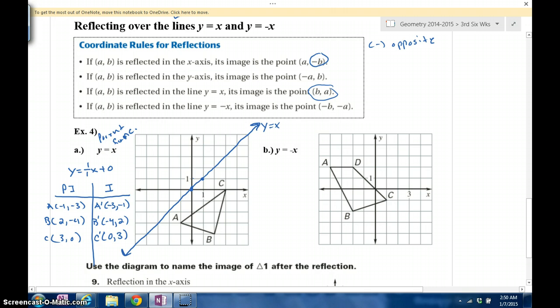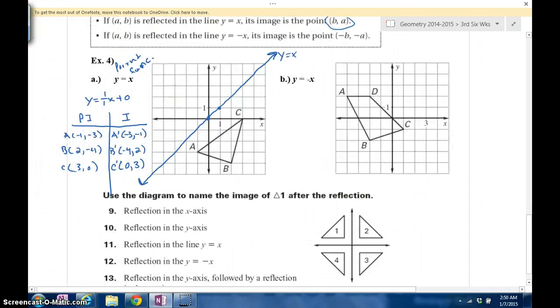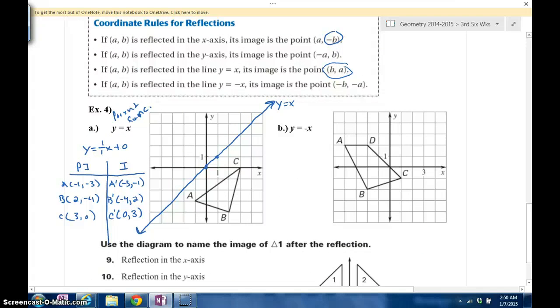Then all you have to do is plot your image. So -3, 1. So 1, 2, 3, positive, oh, down one. There we go. There's A prime. Negative 4, positive 2. That would be your B prime. And then your C is 0, 1, 2, and 3. There is your C prime.